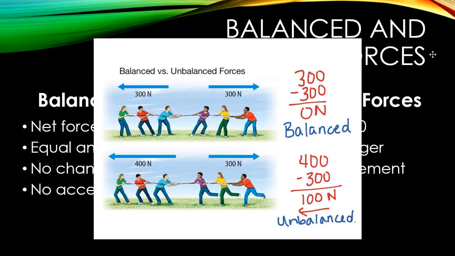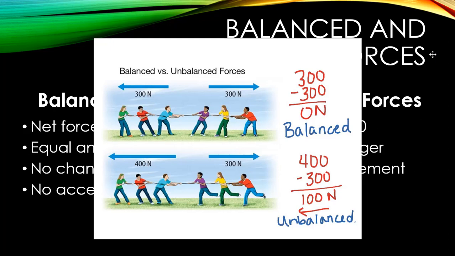Here's a little picture of some tug-of-war people. The top picture, they are balanced. We have 300 newtons going left, 300 newtons going right, and so when I have 300 minus 300, 0 newtons. Why do I subtract? Because they're going opposite directions. If they were going the same direction, I would add them.